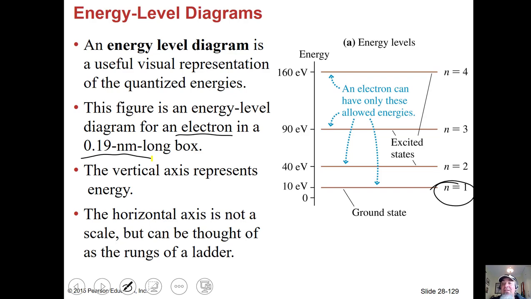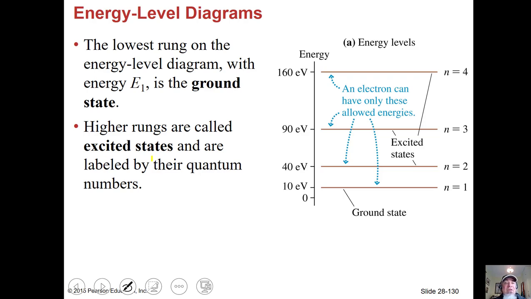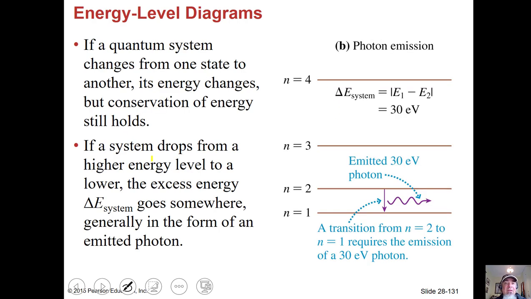Okay, so excited states are levels above the ground state. So you can see how the energy goes up as you climb the ladder here. The lowest rung is called the ground state. Higher levels are called excited states. So if a quantum system changes from one to another, its energy changes. The way that it can change, you can go from one to another. You don't have to go to the adjacent one. You can skip one.